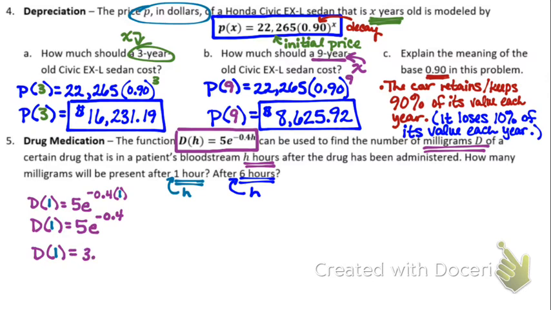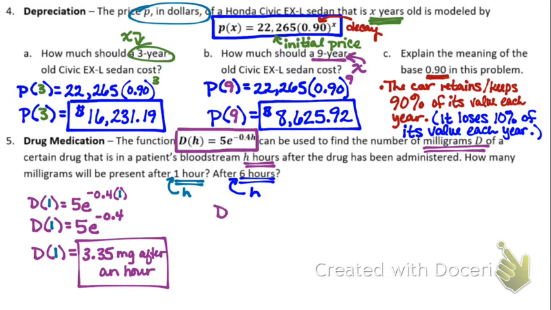That would mean about 3.35 milligrams left after an hour. Same process. Try that for 6 hours on your own and then check your work against mine. Same exact process for 6 hours.